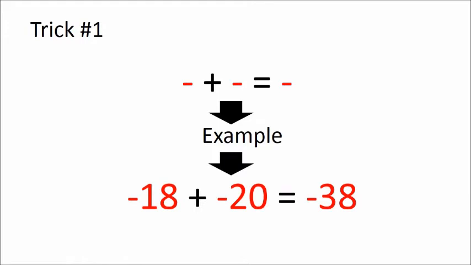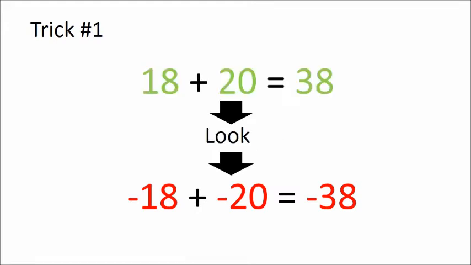But quick: a negative plus a negative will always have a negative answer. So if we have negative 18 plus negative 20, negative 38 will be the answer. This will be trick number 1. I'll show you. It'll be an awesome trick.